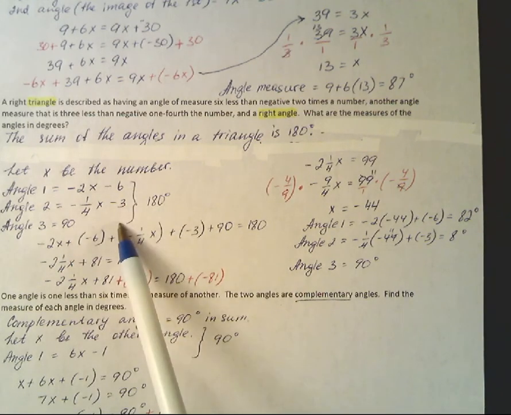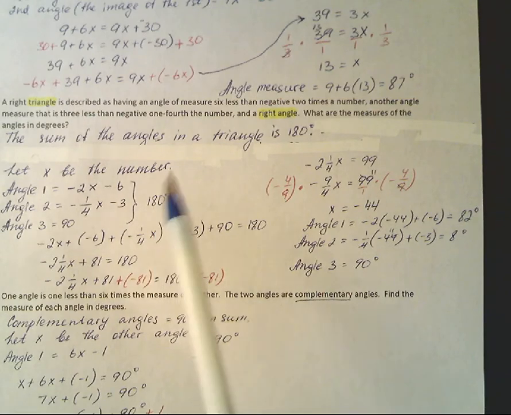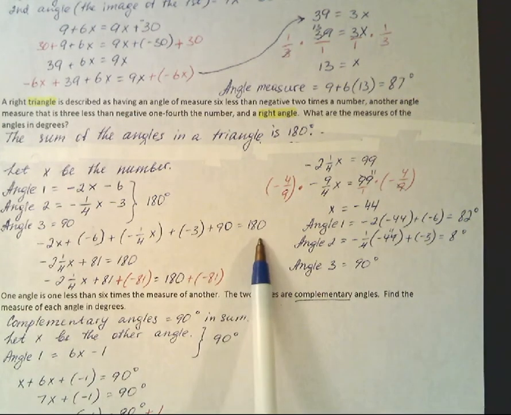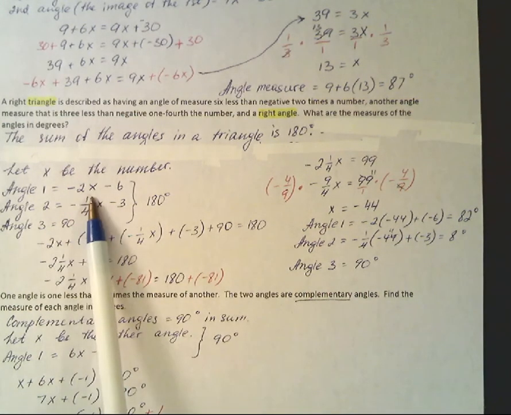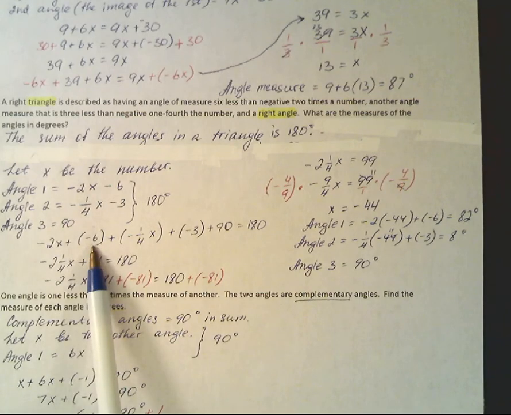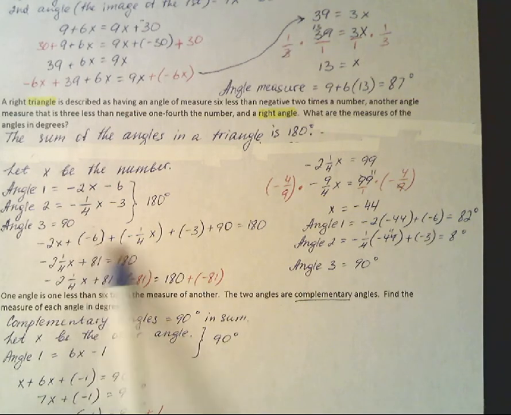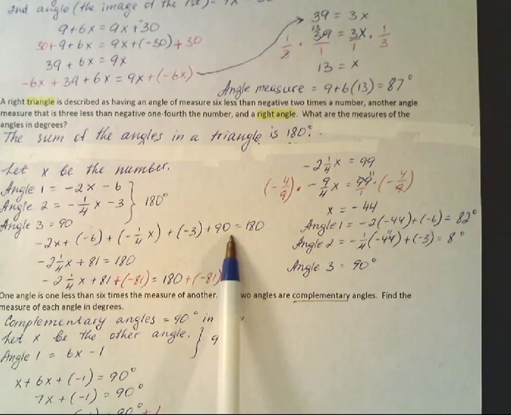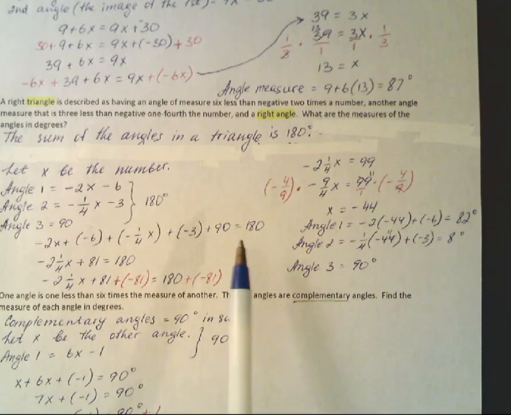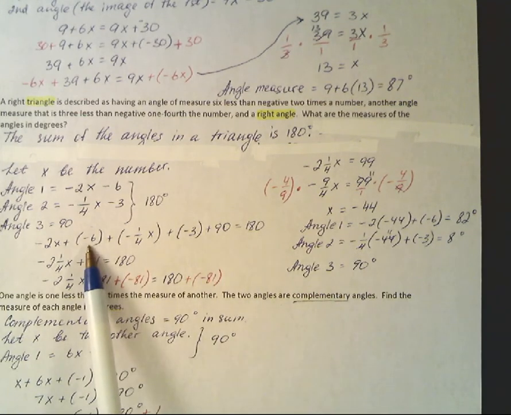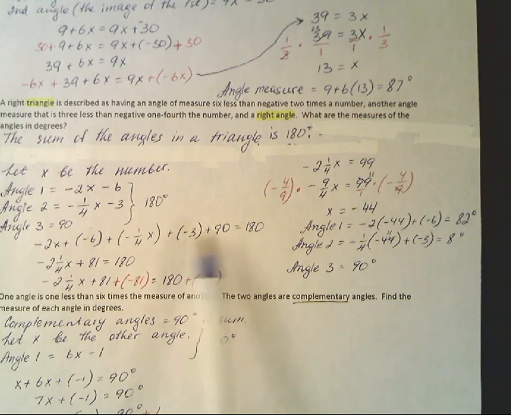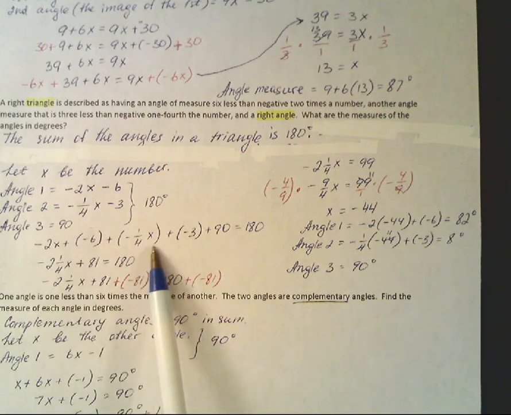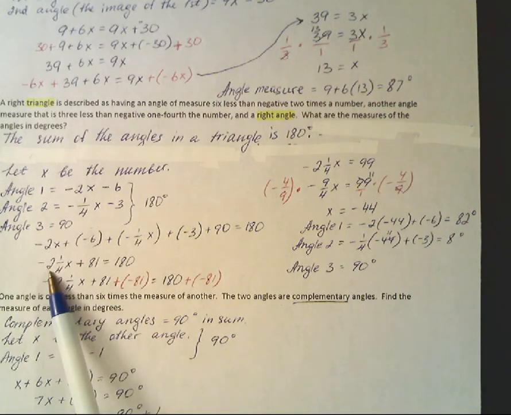All three of these combined together make 180 degrees. So what you want to do, you want to add all of these angles together and equal to 180. So you'll have negative 2x plus negative 6. That's your first angle. Your second angle is negative 1/4 x plus negative 3. And your third angle is 90. Then again, you combine like terms. I combined negative 6 and negative 3 and 90. It became 81. And negative 2x and negative 1/4 x is negative 2 and 1/4 x.